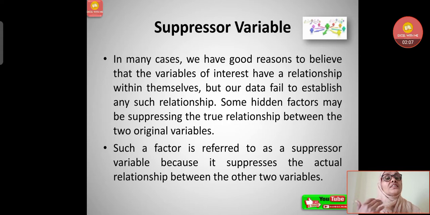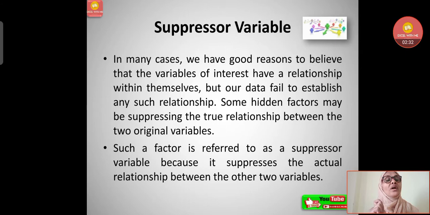The next one, suppressor variable. In many cases, we have good reasons to believe that variables of interest have a relationship with each other, but our data fail to establish any such relationship. Some hidden factors may be suppressing the true relationship between the two original variables.